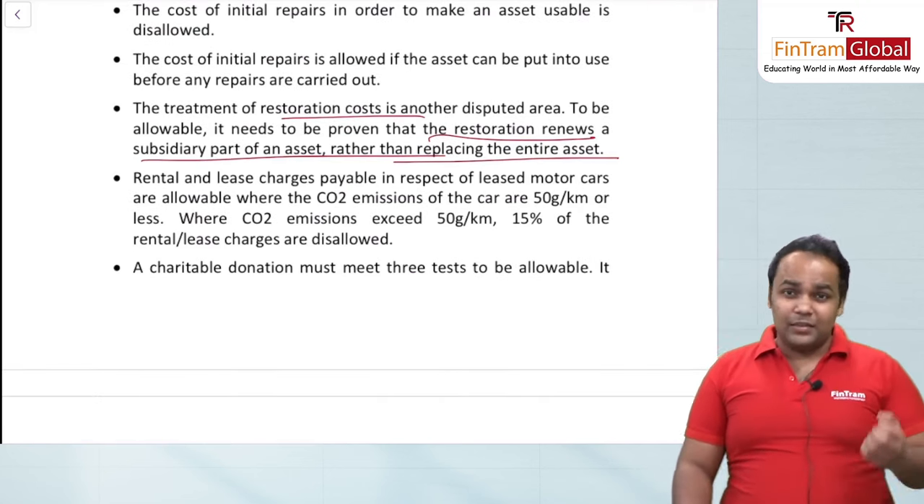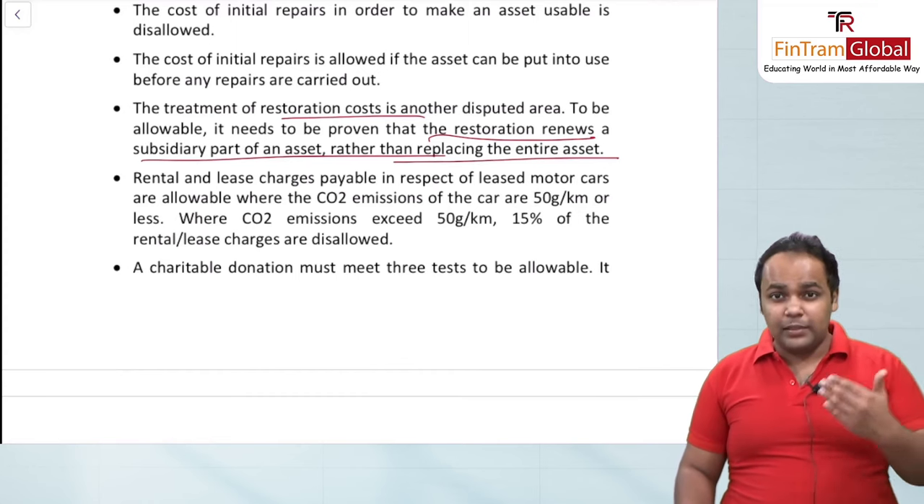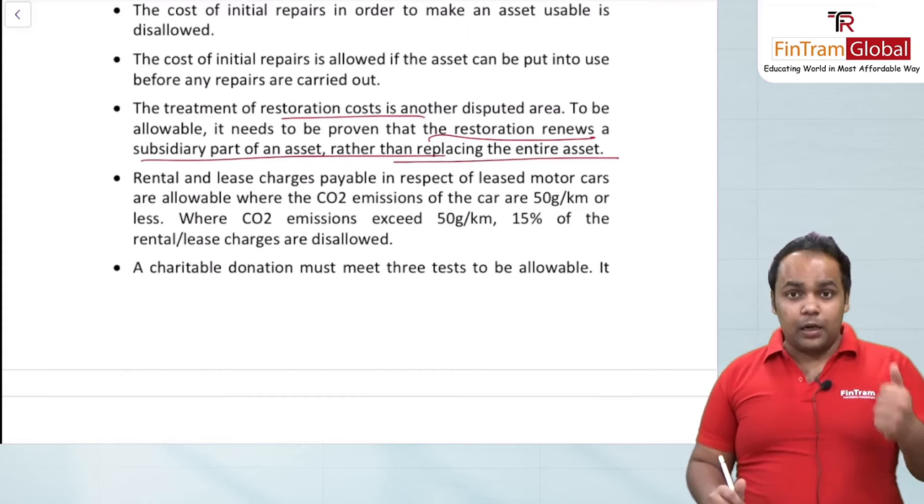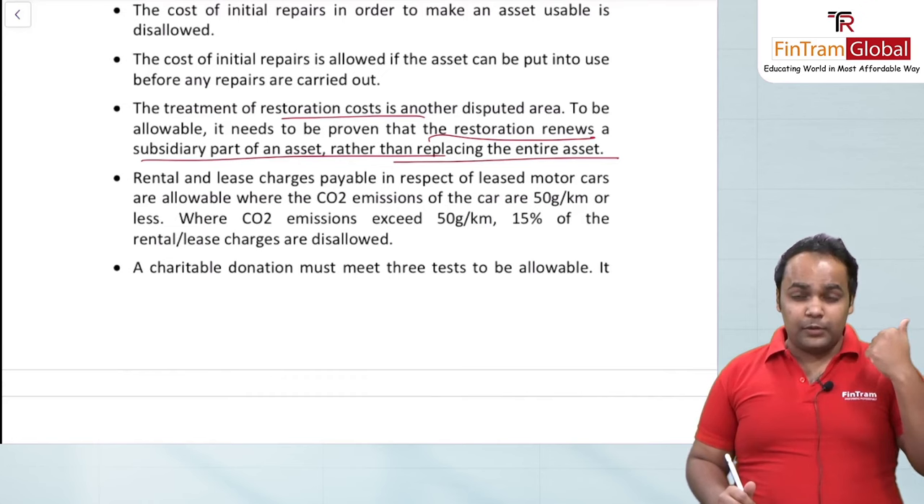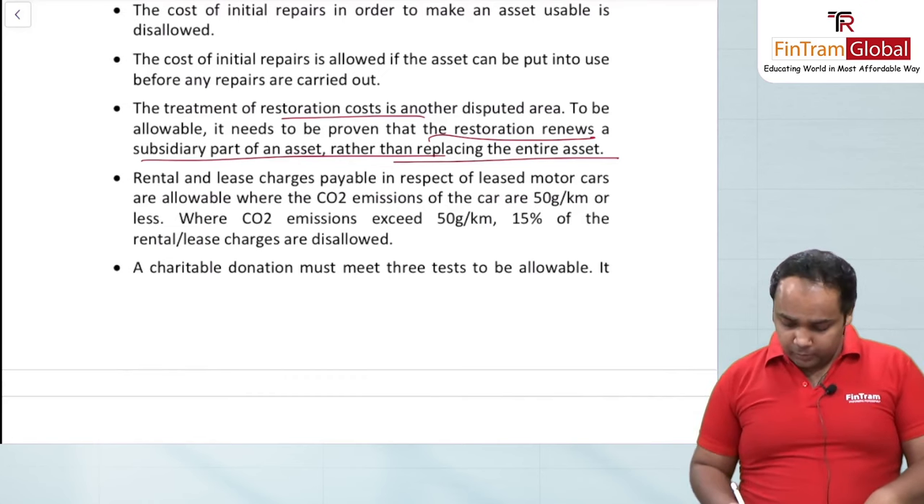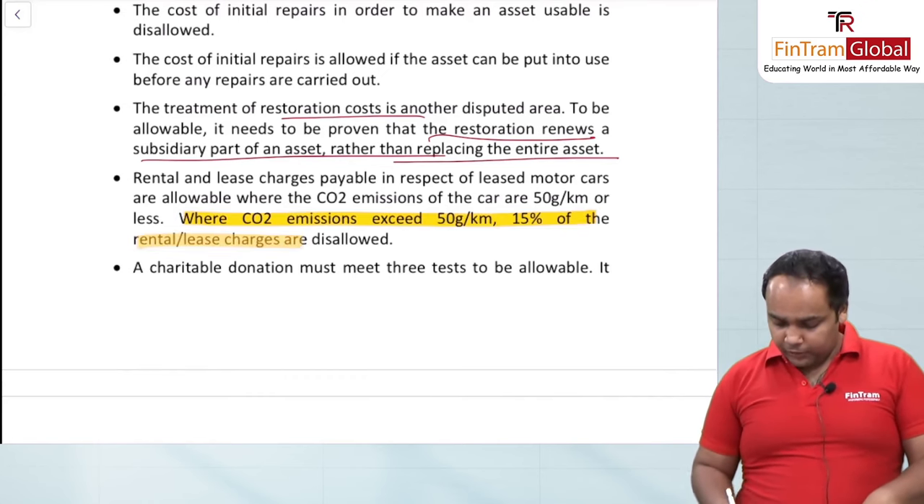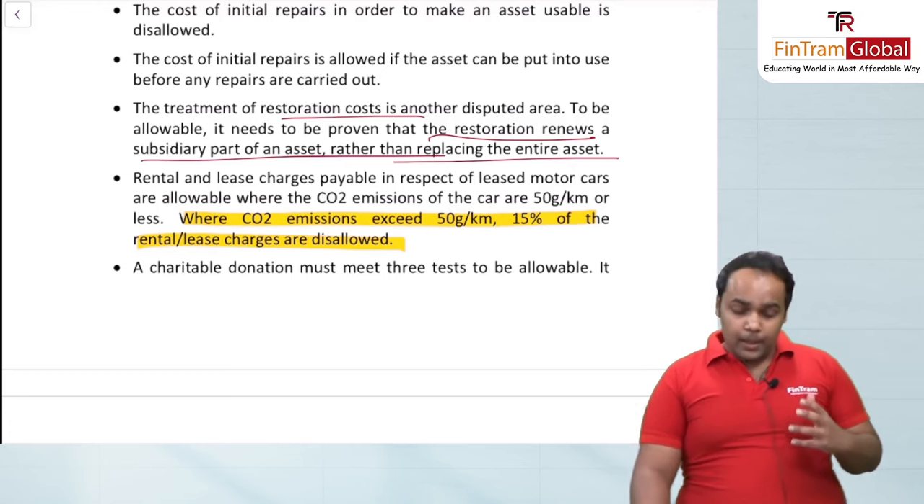Remember, guys, these are things that you have to remember: rental and leasing charges of cars. If there's a car with CO2 emissions of more than 50 grams per kilometer, 15% of the rental or leasing charges are disallowed.